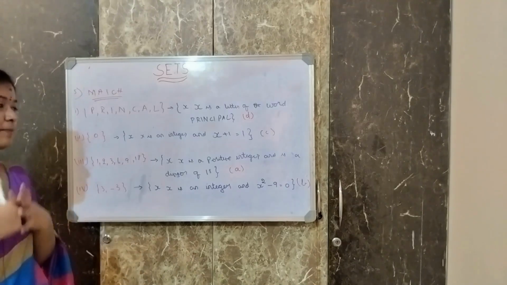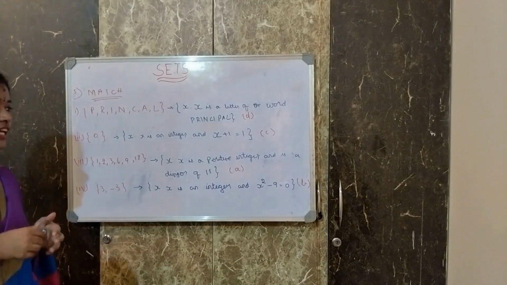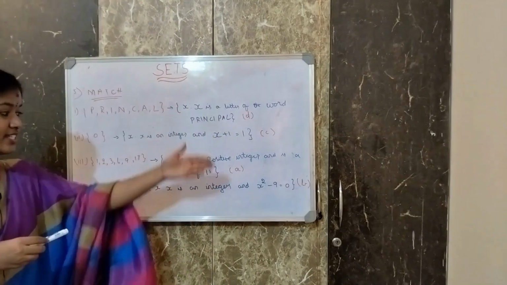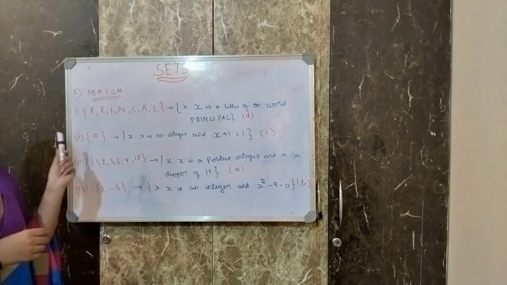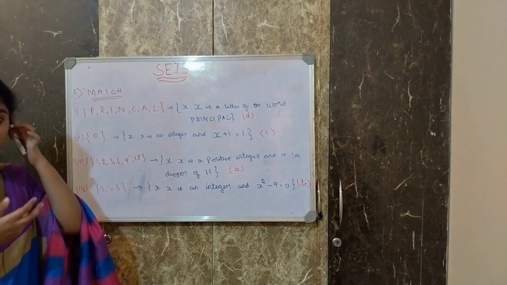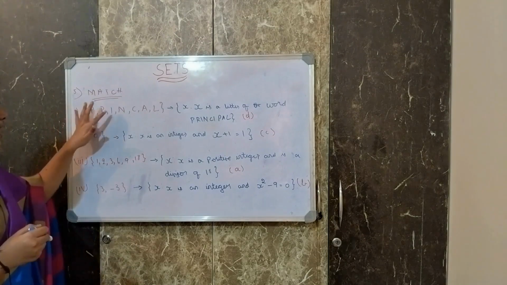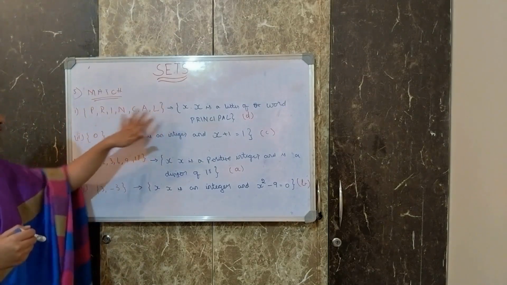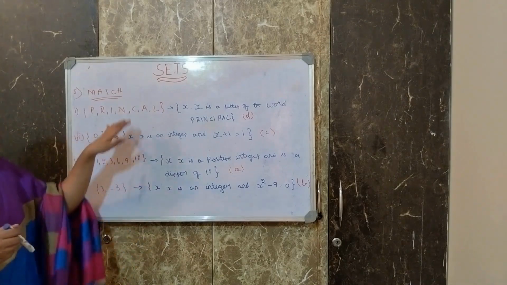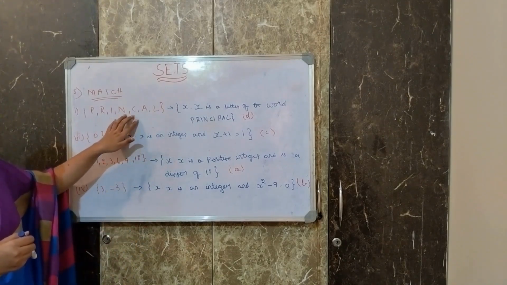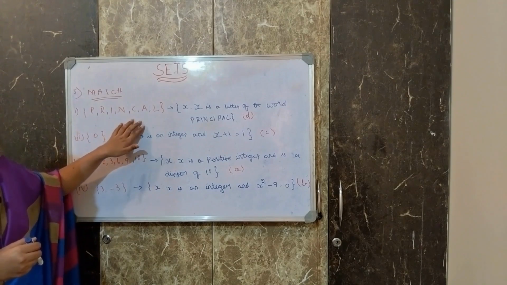So in the fifth example, it is given, match the following, where I have already written the correct answers D, C, A and B. So let me explain the answers for you. So the first one, it is given PRINCIPLE, right, the set of some letters. So by seeing this, we can understand that it is written in the roster form.